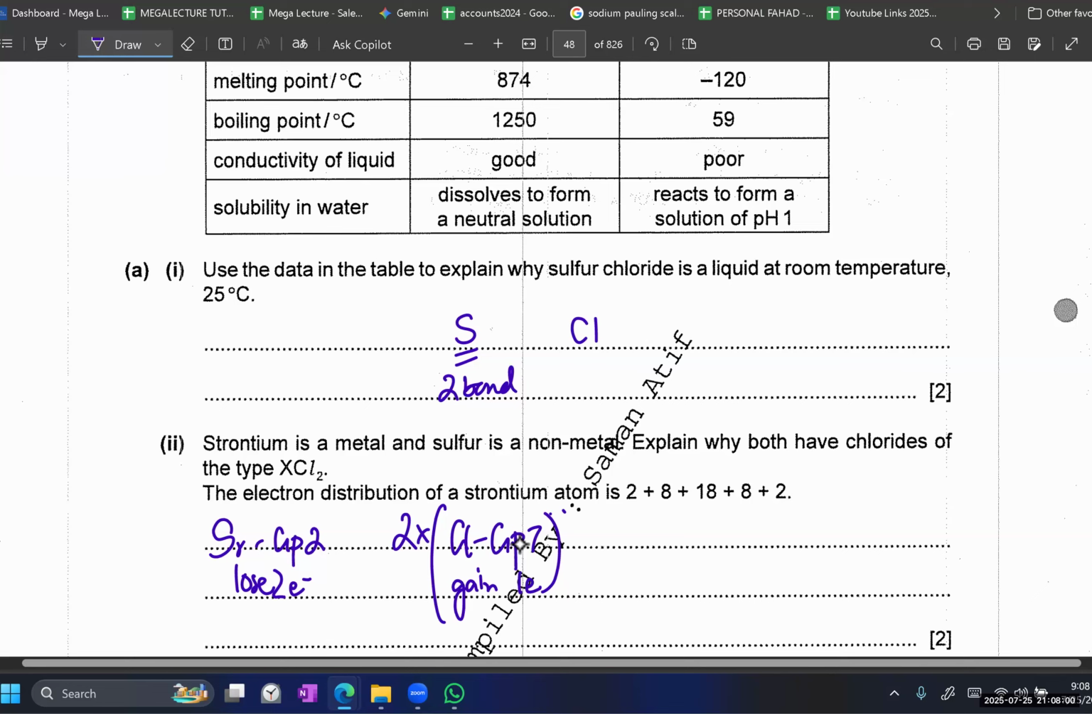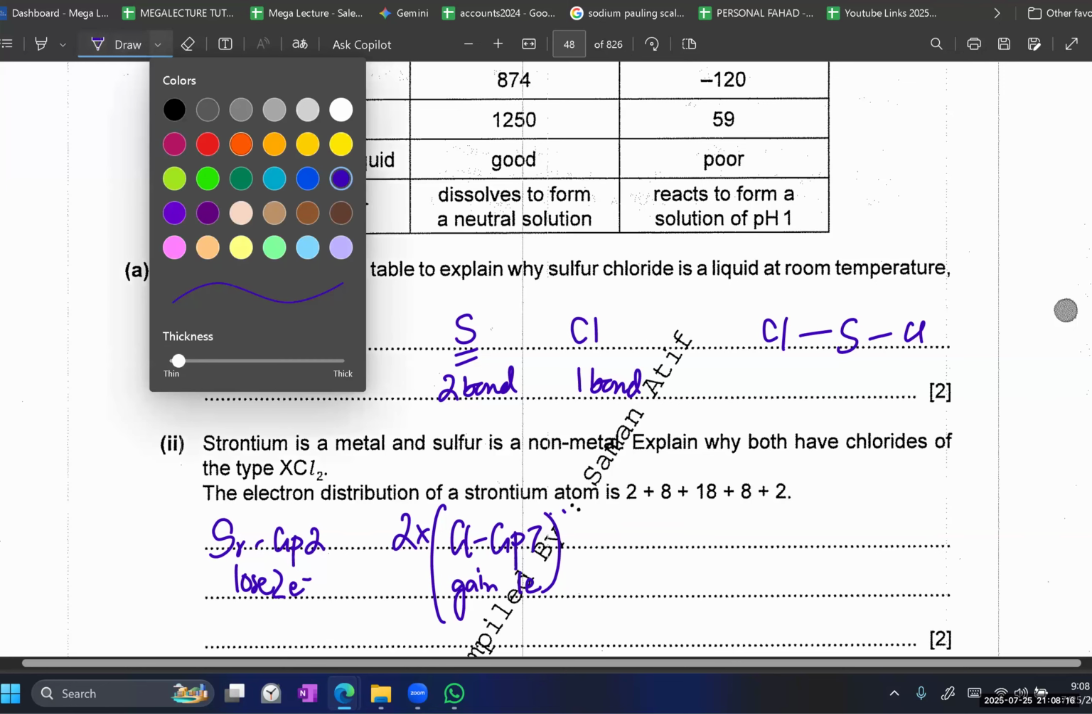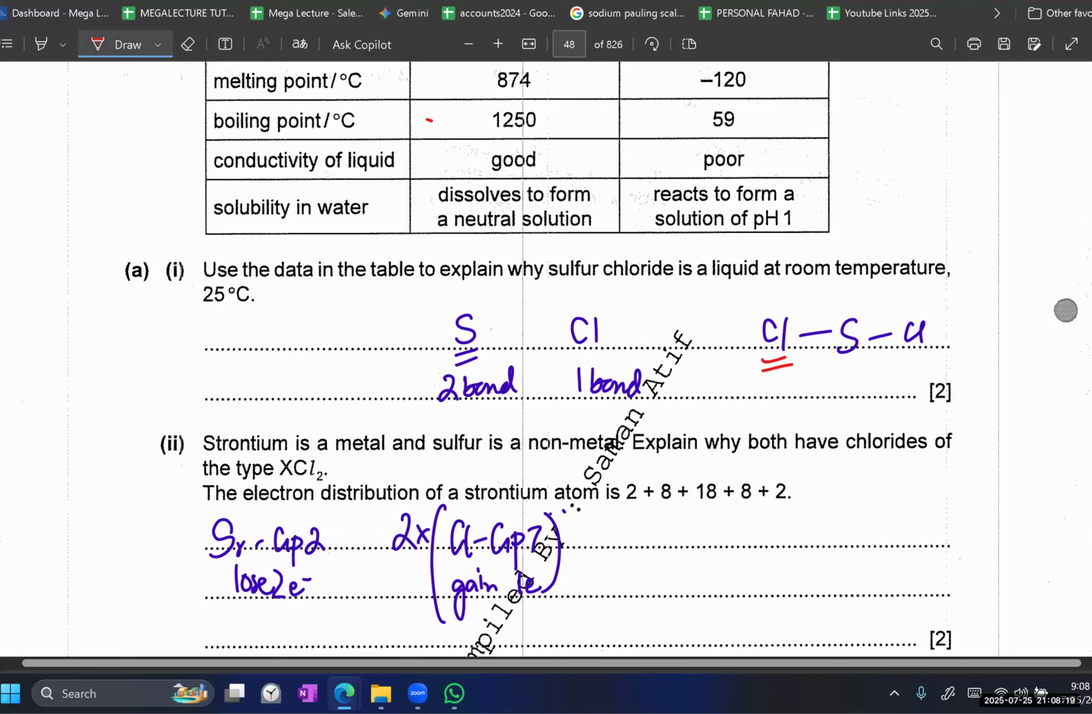Cl is group 7. Group 7 needs 1 electron, so it's only going to make 1 bond. So sulfur would make 1 bond with Cl. Cl only makes 1 bond. Sulfur would then have to make another bond with the other Cl. Is this clear? Yes, sir. So sulfur is going to make another bond with the other Cl, and that's how the bonding will be complete. So that is a covalent molecule, but it will still have the same formula, XCl2, because sulfur is in group 6, it makes 2 covalent bonds, while Cl is in group 7, makes only 1 covalent bond. So hence 2 Cls would be needed when sulfur makes 2 covalent bonds. Okay? Is this clear?